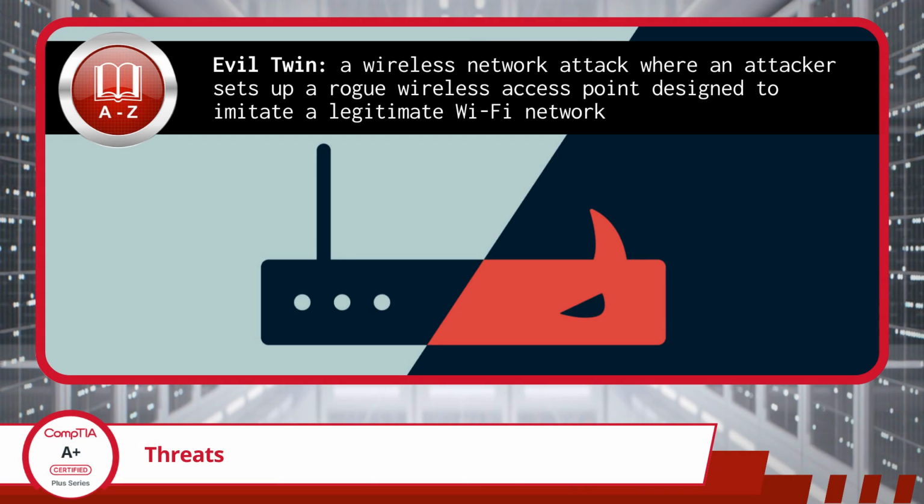Another network-based threat is the evil twin attack. An evil twin attack occurs when an attacker sets up a rogue wireless access point designed to imitate a legitimate Wi-Fi network. The fake wireless network often uses a nearly identical network name, or SSID, to trick users into connecting. Once connected, the attacker may monitor traffic, capture credentials, or redirect users to malicious websites. Public places like coffee shops, airports, and hotels are common locations for evil twin attacks because users are often searching for available Wi-Fi networks without verifying their legitimacy.